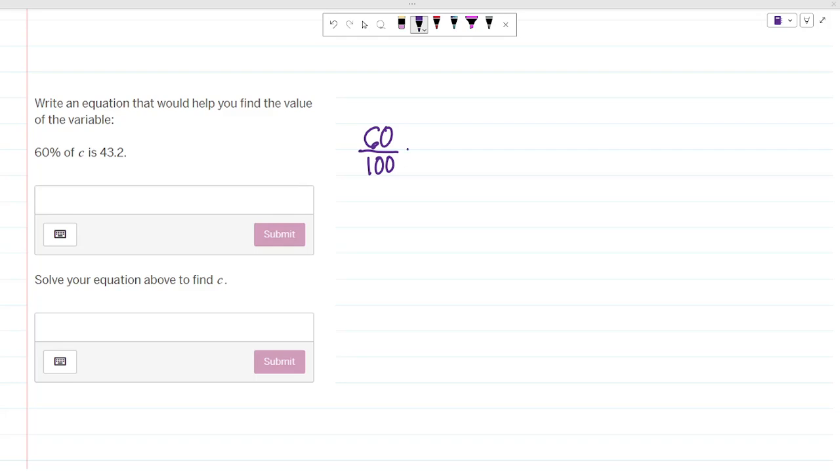60% of C would be 60 over 100 times C. And this is equal to 43.2. So this is the equation that we could write that would help us find the value of C, which is the variable. So here, C is our variable.